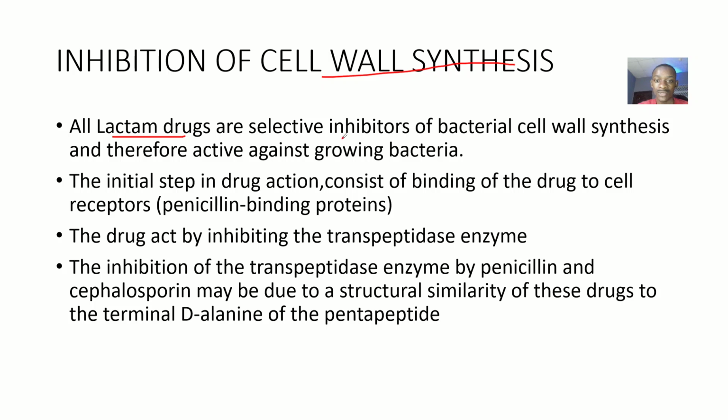Beta lactam drugs are selective inhibitors of bacterial cell wall synthesis, and therefore they are active against growing bacteria. They inhibit a growing bacteria from growing to full potential, because before a bacteria can grow to full potential, it has to have the cell wall. The initial step in drug action consists of binding of the drug to the cell receptors, the penicillin binding proteins. The drug then acts by inhibiting the transpeptidase enzyme. Inhibition of the transpeptidase enzyme by penicillin and cephalosporin may be due to a structural similarity of these drugs to the terminal D-alanine of the pentapeptide.